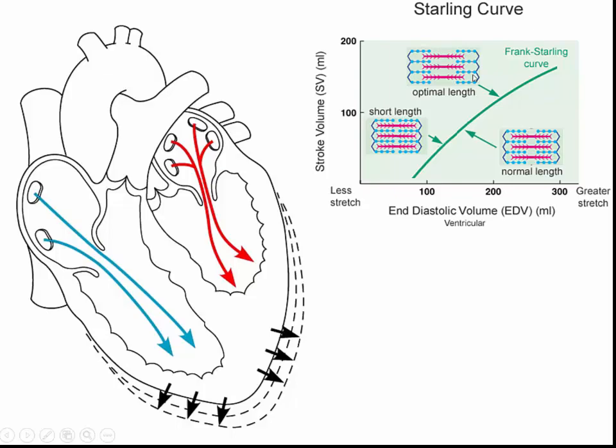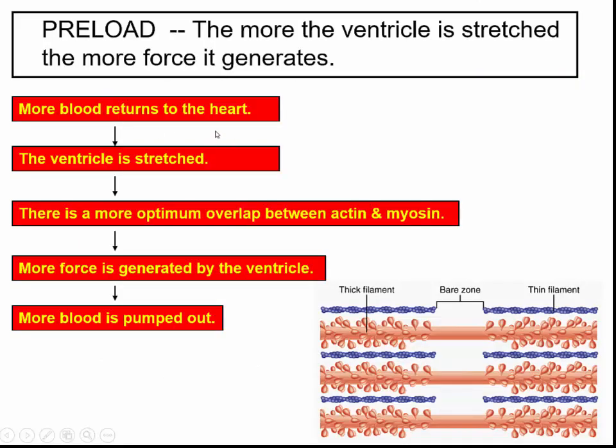So the more blood that returns to the heart, and the more preload that you have, is going to have a greater stretch of the ventricles. That's going to put the overlap of the actin and myosin, those sarcomeres, in a more optimum overlap. That's going to give you more force, which is going to be generated by the ventricles, and you're going to have more blood pumped out, or an increase in stroke volume.